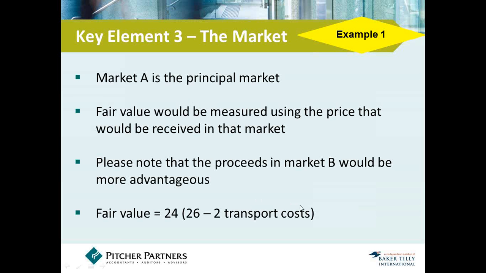So very important. Fair value in this instance is actually 24. The first step is we look at market A, because that's where most activity is. Then the second step, what is fair value? Fair value is the price of 26, and we deduct the cost to transport the asset to market A, which is 2, and then we end up with a fair value of 24. Please make a note, we do not deduct transaction cost in that specific market.